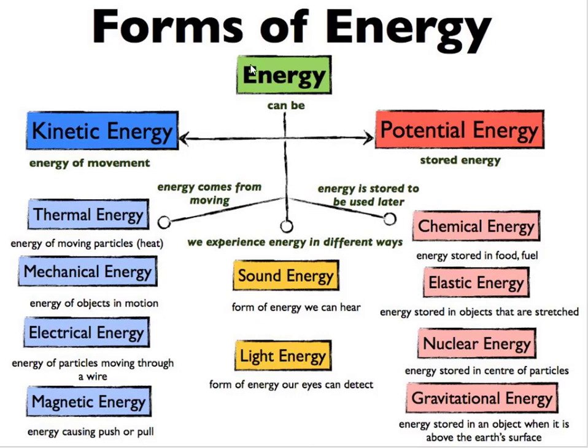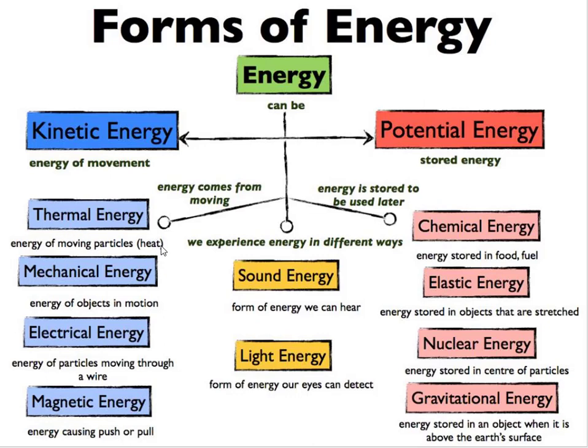Some other forms of energy: energy can be potential or kinetic. Potential energy is stored to be used later, such as chemical energy stored in food and fuel, elastic energy in objects that are stretched, nuclear energy stored in the center of particles, and gravitational energy, the energy of an object above the Earth's surface. Some examples of kinetic energy, movement energy, include thermal energy, the energy of moving particles, or heat.